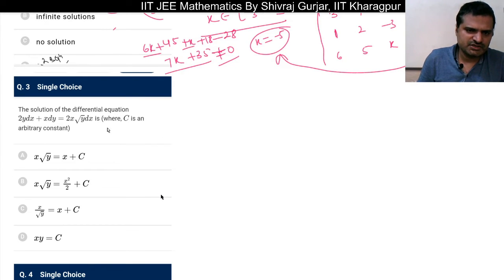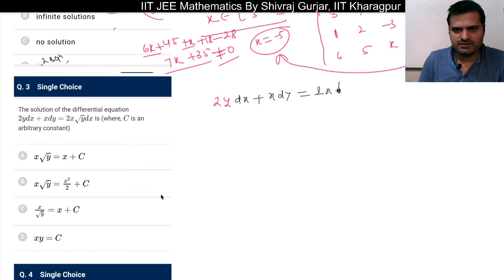Solution of the differential equation where c is an arbitrary constant. Okay, 2y dx plus x dy equals 2x root y dx.